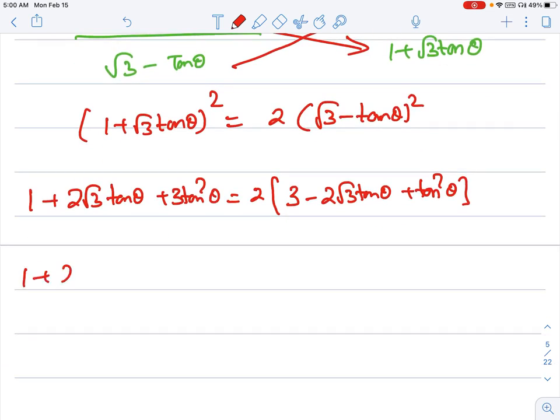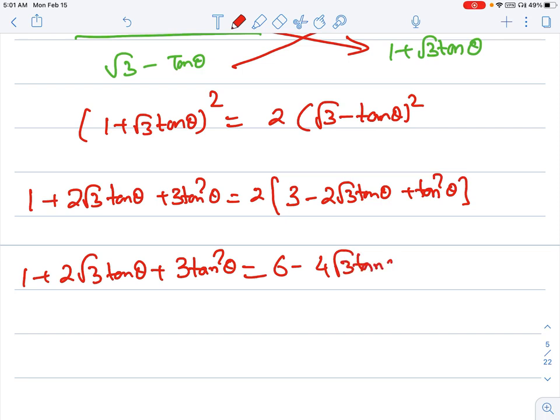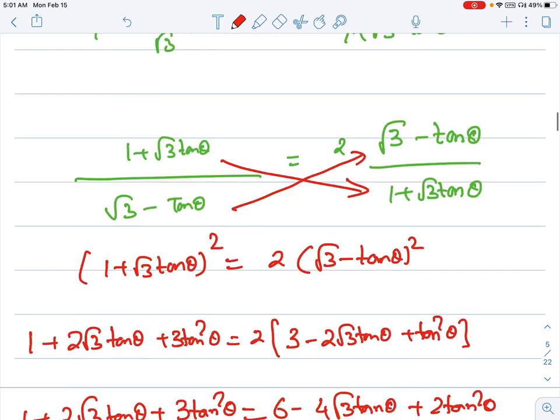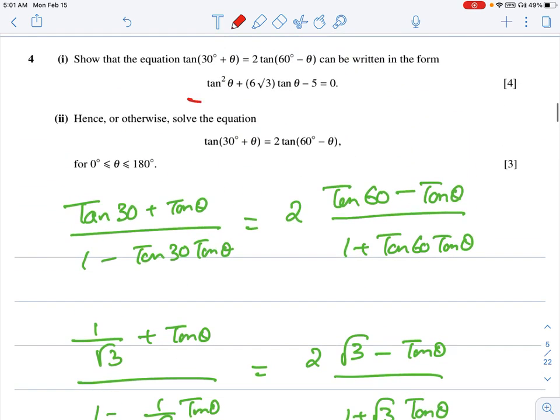Then expand it out further. 2 root 3 tan theta plus 3 tan square theta is equal to 6 minus 4 root 3 tan theta plus 2 tan square theta. Then getting all the terms on one side, I get tan square theta plus 6 root 3 tan theta minus 5 is equal to 0. I think that is only what was asked us to prove.